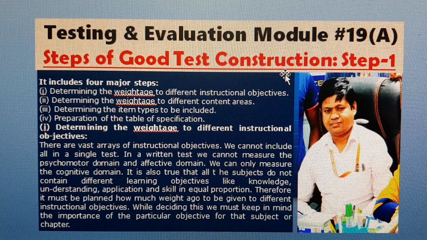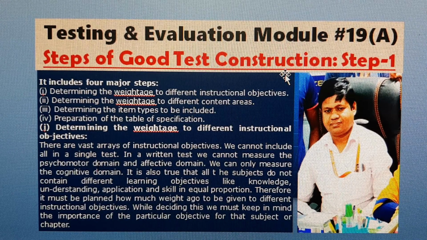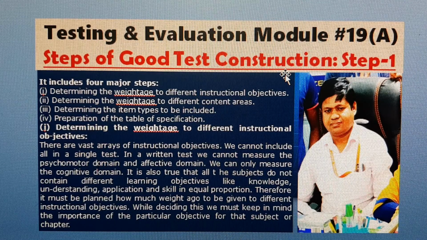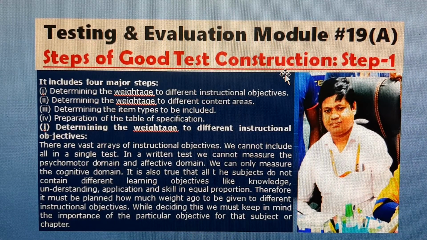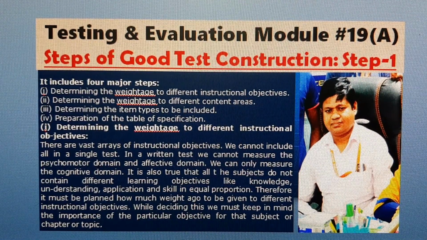Step 1. Determining the weightage to different instructional objectives. Step 2. Determining the weightage to different content areas. Number 3. Determining the item types to be included. And number 4. Preparation of the table of specification. Now, let's speak about them in details. Number 1. Determining the weightage to different instructional objectives. There are vast arrays, range, or assortments of instructional objectives. We can't include all in a single test.